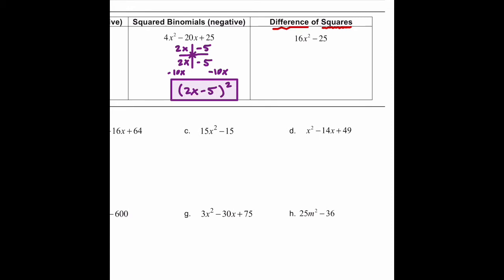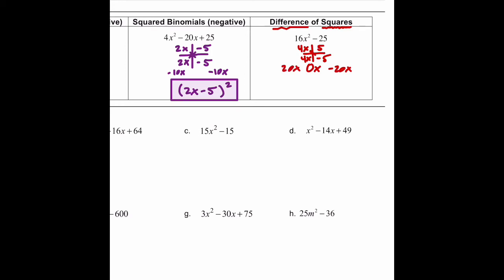So when we have a setup that looks like this, I'm going to go to my t-chart. There's no x term, so that's like a 0x in the middle there. Okay, and then I'm just going to go ahead and say 16x squared. So if I take the square root of 16, that's going to give me 4x and 4x. That'll give me 16x squared. And then I'm going to do 5 and negative 5 because that gives me negative 25 when I multiply. And then you'll notice the cross products here. I'm going to get negative 20x and I get positive 20x, and those cancel out in the middle for 0x.